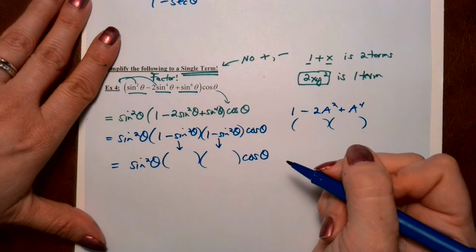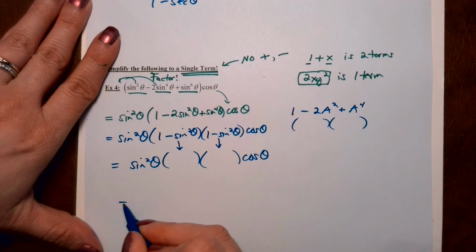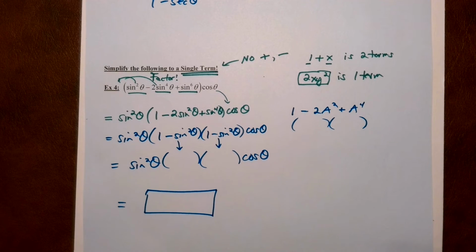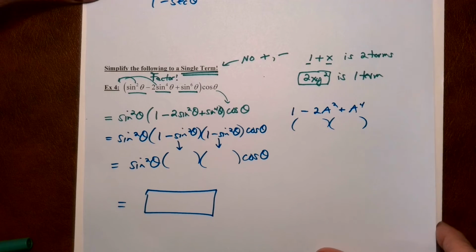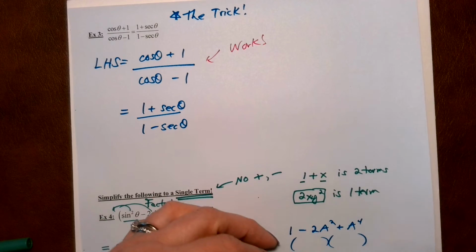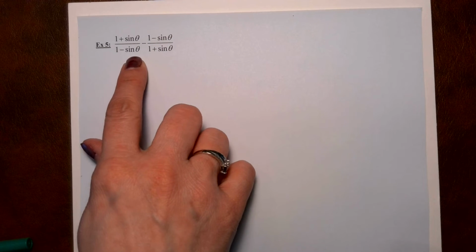All right, now remember, you are supposed to make a single term. No plus or minus signs. Let's see what you can make. Number 5. Oh, no answer. We're going to have to do some work here.